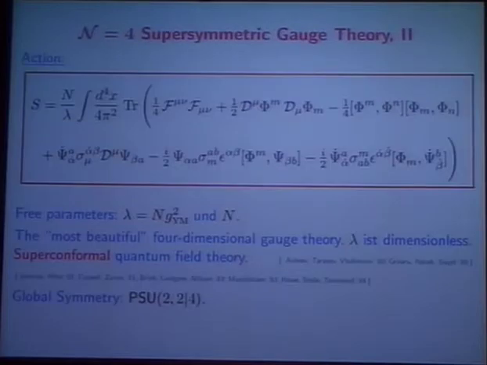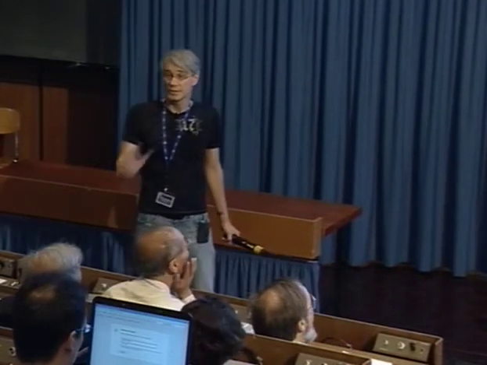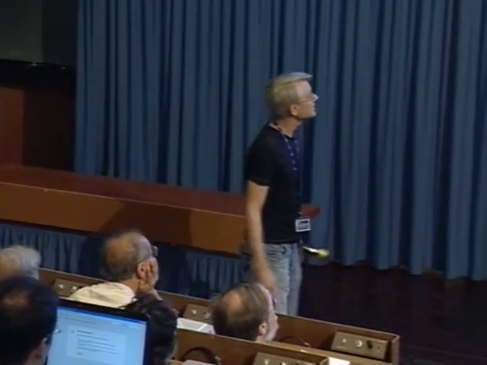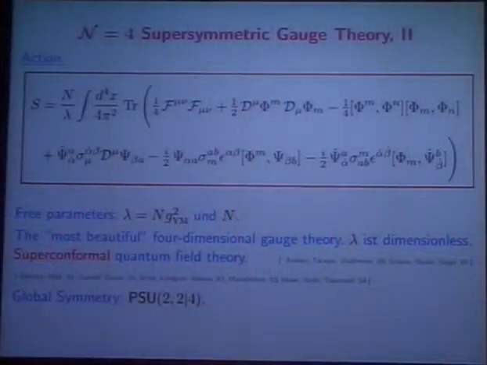The action is used to generate the perturbation theory and to do some checks, but it has not been terribly useful for the moment to actually understand where the integrability comes from. So it certainly hides a mystery, and there must be some beautiful change of variables to make the integrability manifest, but that's really not understood. It's a superconformal quantum field theory, the most beautiful gauge theory because it has the most symmetries of all gauge theories. And this global symmetry is called PSU(2,2|4), incorporating supersymmetry, conformal symmetry, and R-symmetry.